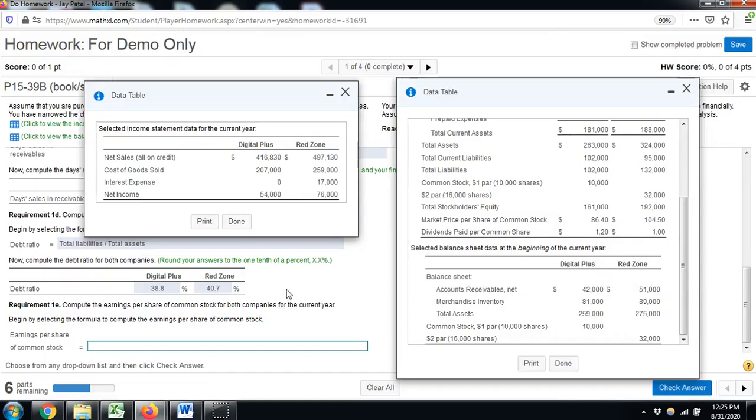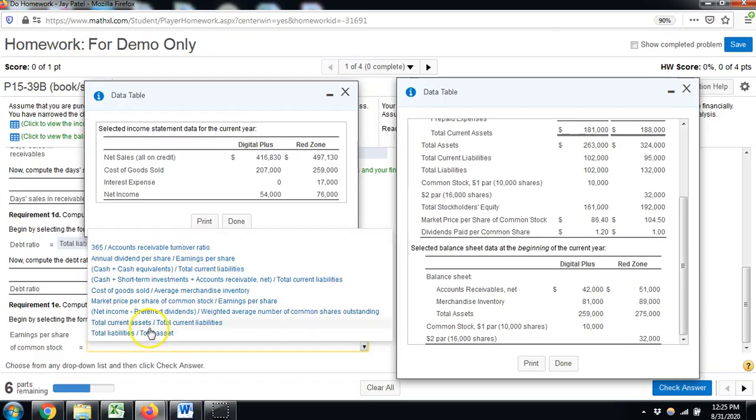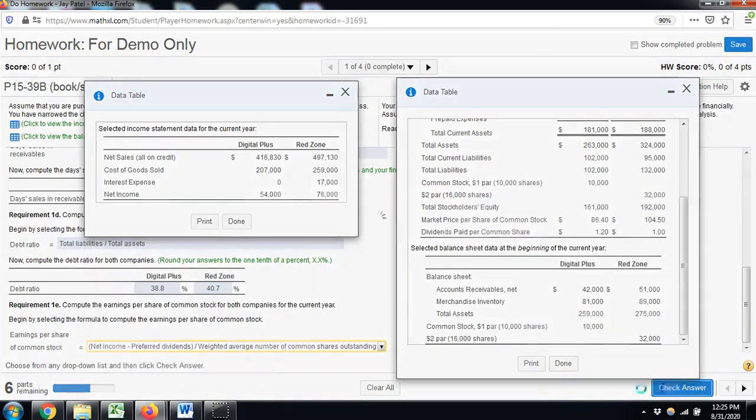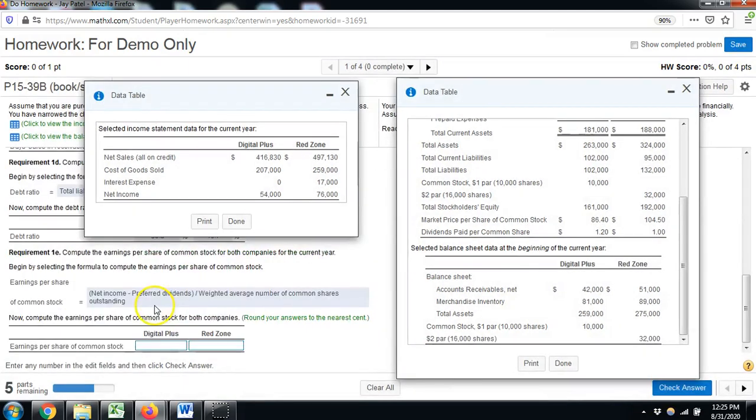Okay, so now it's asking us to calculate earnings per share of common stock. So it's going to be earnings per share of common stock is net income minus your preferred dividends divided by the weighted average number of common shares outstanding. So, net income minus preferred dividends divided by weighted average number of common shares outstanding. So that looks like it.